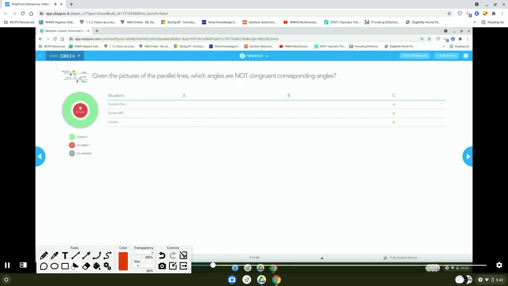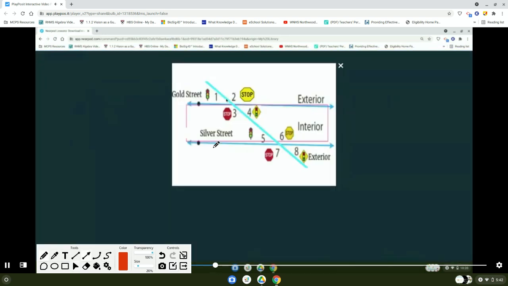Great job. I'll share the responses with you. So according to the picture, we see corresponding angles on 1 and 5, on 2 and 6. Those are corresponding. Stop sign, 3 and 7, and 4 and 8. Awesome job.